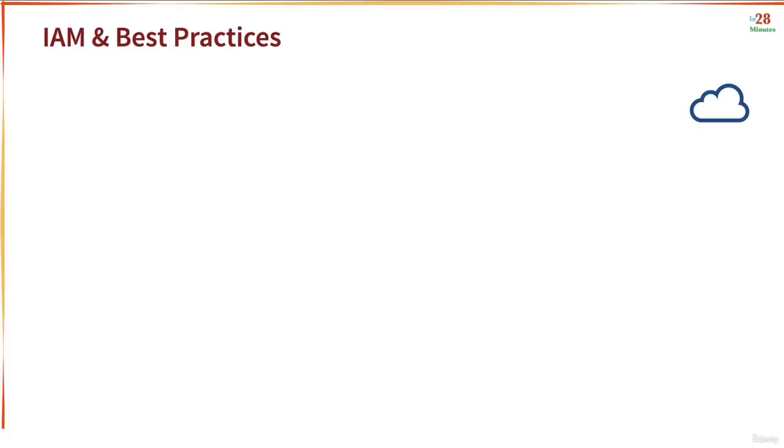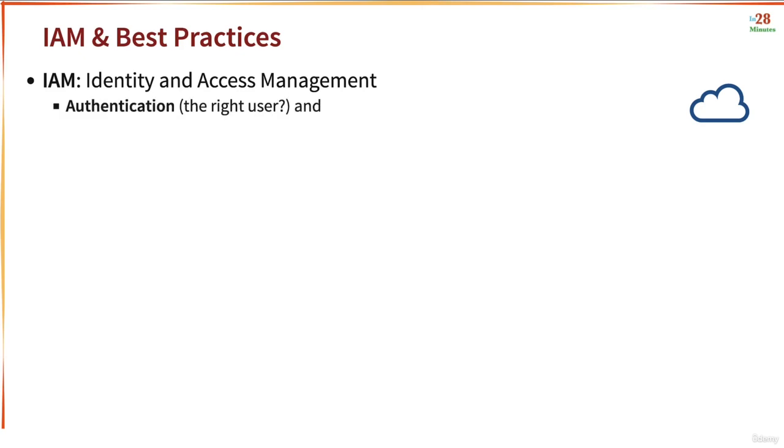In this step, let's talk about IAM and some of the best practices related to IAM. What is IAM? IAM stands for Identity and Access Management. We are creating some powerful resources in AWS, and you need to control access to them. You need to identify the user, and you need to control the access to the resources. IAM is responsible for authentication and authorization.